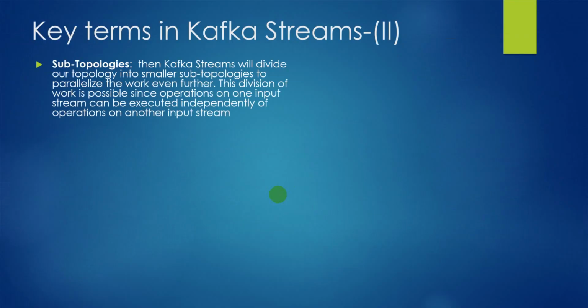Subtopologies. Kafka Streams will divide our topology into smaller subtopologies to parallelize the work even further. This division of work is possible since operations on one input stream can be executed independently of operations on another input stream.